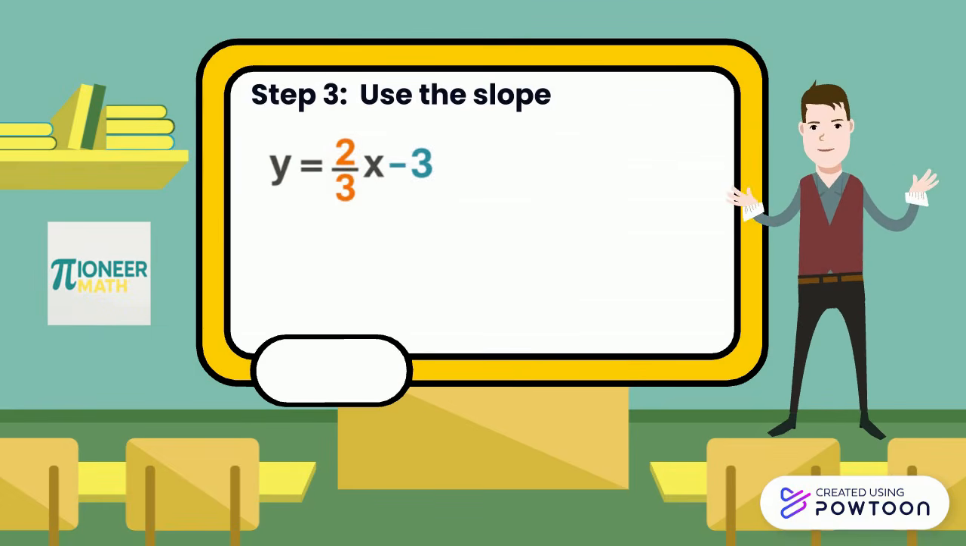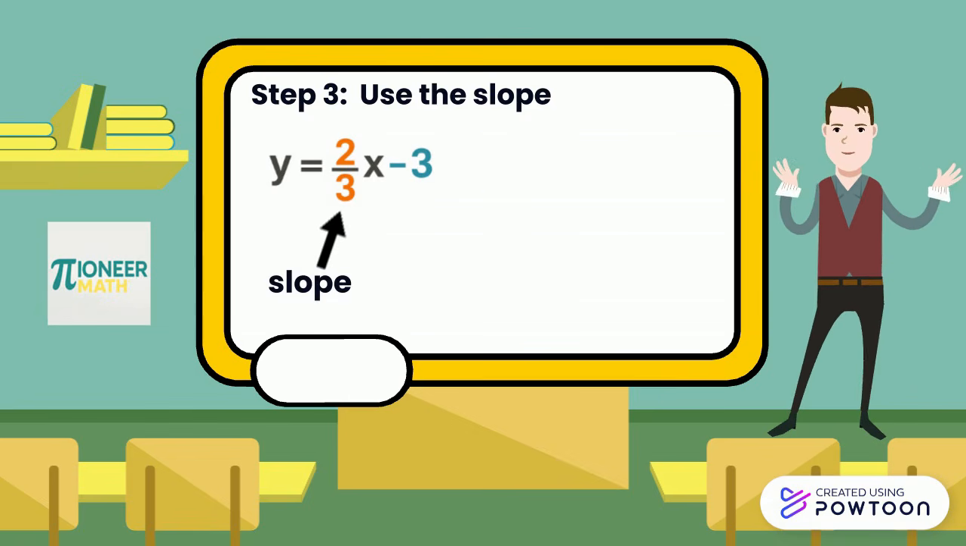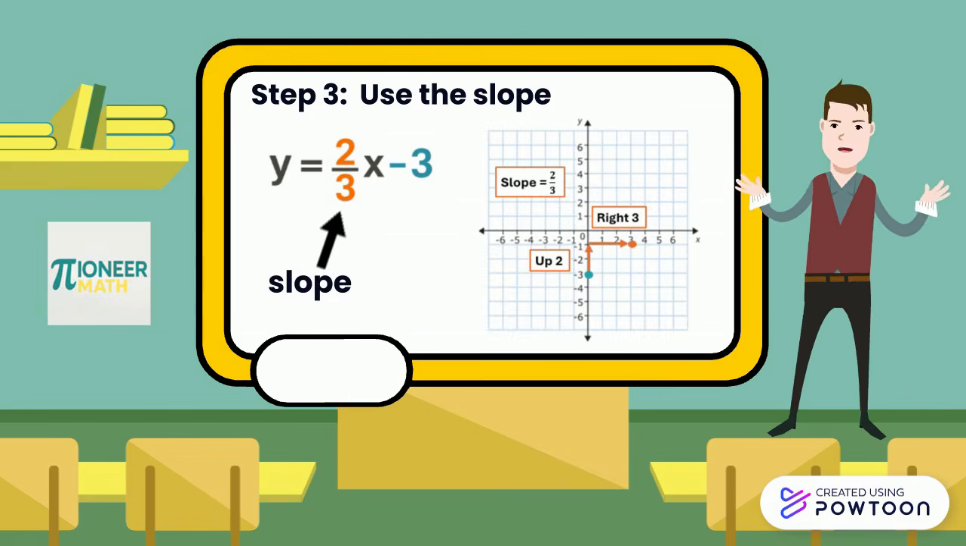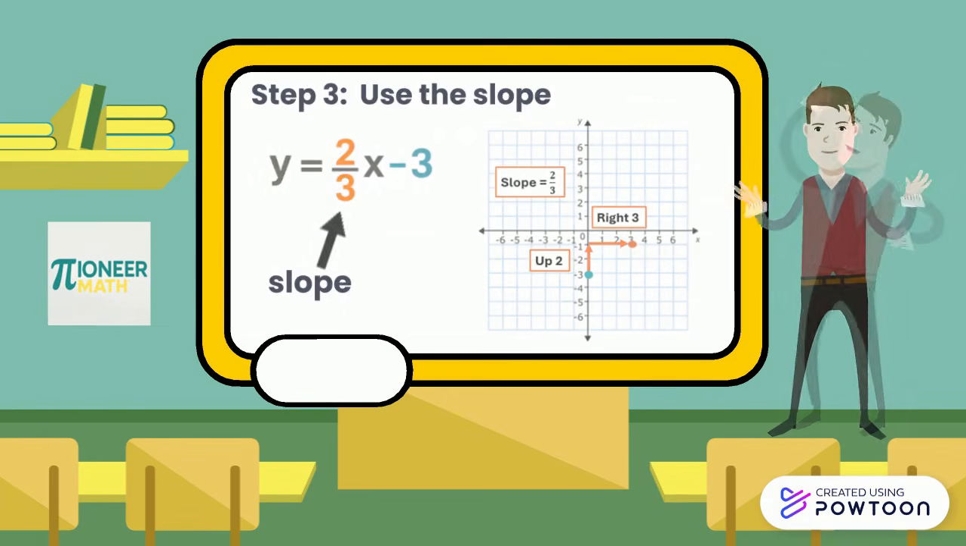Next, we'll use the slope to find another point on the line. The slope of 2/3 means we move up 2 units and right 3 units from our starting point. Following this rise and run gives us a second point on the graph.